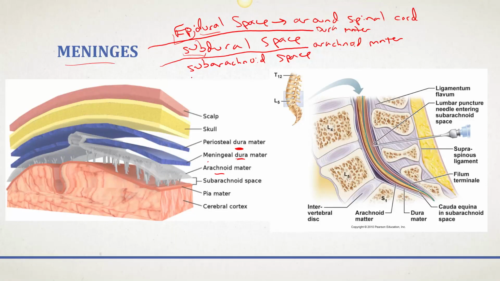Then we have our last meninge, which is the pia mater. And the pia mater is the top layer of the central nervous system. So we have the top layer of the brain considered the pia mater, and the outermost layer of the spinal cord that is considered pia mater.